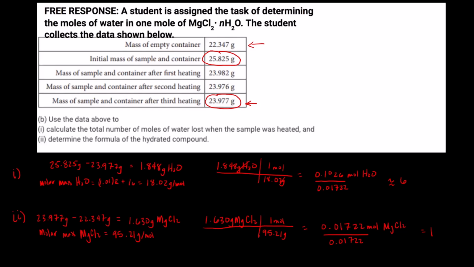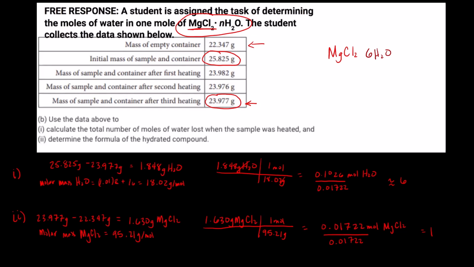So the equation that we were trying to find is: for every 1 of these MgCl2 molecules, we actually have 6 water molecules. The way that we would write that would be MgCl2, and then that dot is meaning that it's a hydrate, and we're going to put 6 H2O.